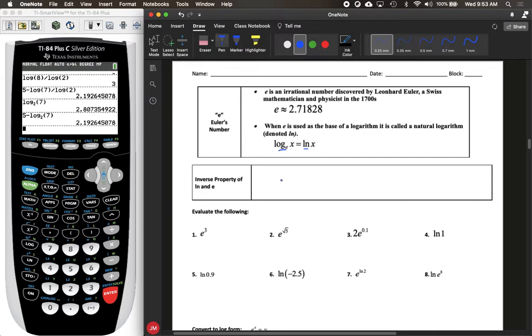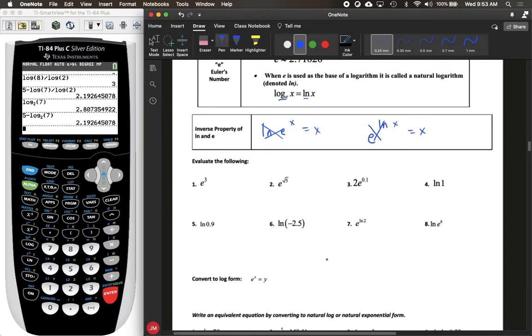Now, as far as the inverse property goes, remember that natural log and e are inverses of one another. In other words, if you are taking the natural log of e to the power of x, natural log and e will cancel, and that will just be x. In the same way, if you take e to the power of natural log of x, or any number, again, both natural log and e will cancel, and you just get x left over. So that can be kind of nice, because it definitely can save you some time on certain types of problems.